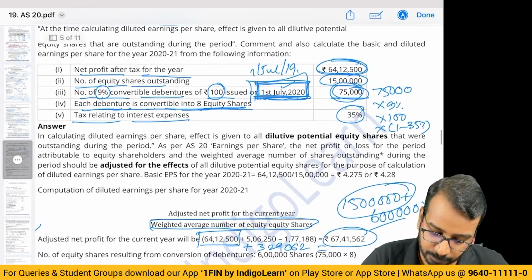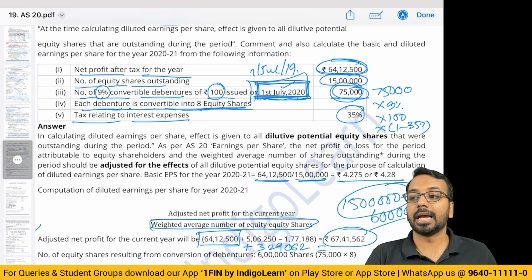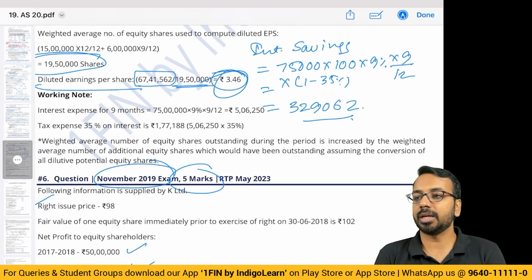Basic EPS is 64,12,500 divided by 15 lakhs, which is 4.28. Now 4.28, and this is a reduction to 3.46. It is considered to be diluted.